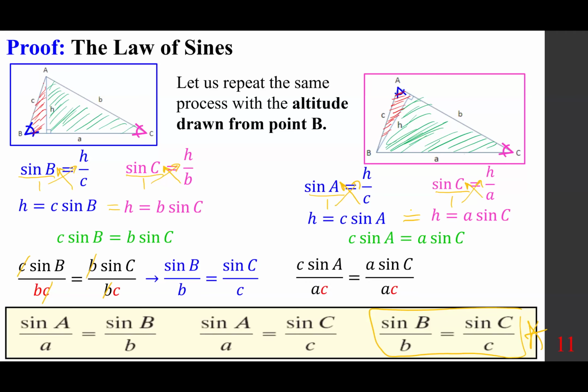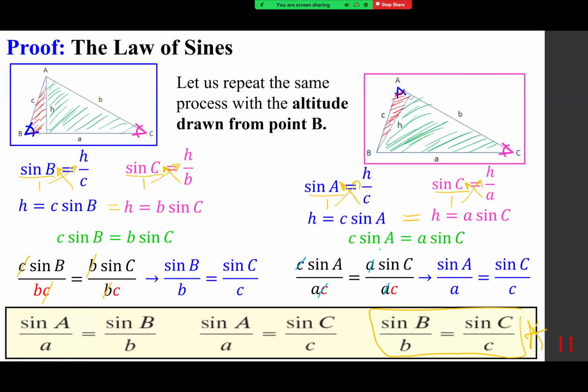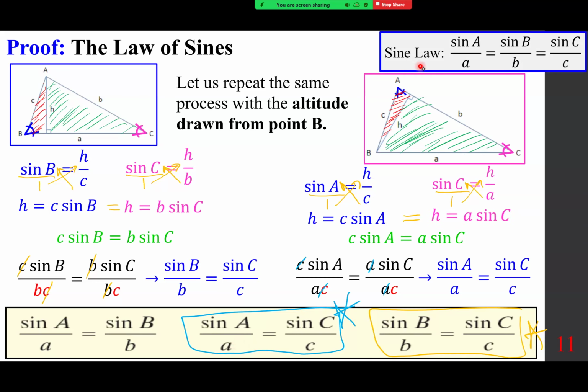When we divide both sides by AC, the C drops here, the A drops here, and we get sine A over lowercase a equals sine C over lowercase c. So we prove this one, we prove this one, and of course, because this is in common, this is also equal to that, and that's the sine law.